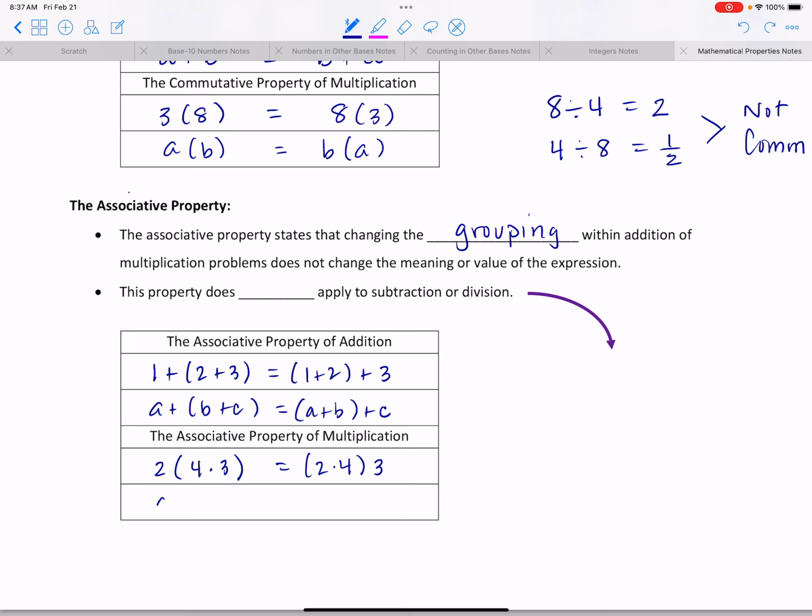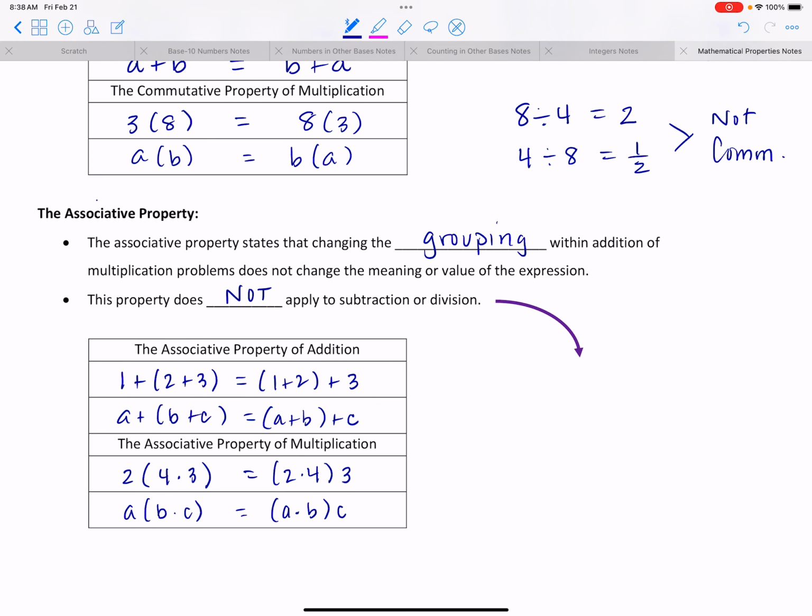So for any numbers, A times B times C, then A times B times C in that new group is going to maintain the value of what we're looking at. So again, it's important to note that this applies to addition and multiplication and that it does not apply to the other two operations. So again, let's say we took subtraction. So if I had, let's go, 1 minus a group of 2 and then minus 3. And then I change the group. So 1 minus 2 and then minus 3.